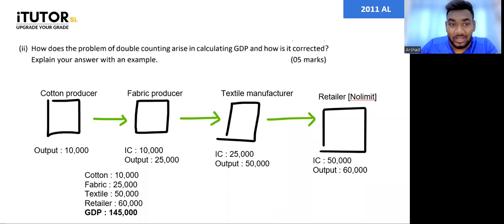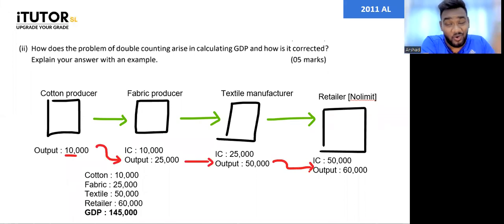What you need to know, guys, is this 10,000 of output, this 10,000 of cotton, is already inside this 25,000. This 10,000 of cotton is already inside the cloth, no? It's already inside that. This 25,000 is already inside this 50,000 of t-shirts produced. This 50,000 of t-shirts produced is already inside this 60,000 worth of final output the retailer is selling.